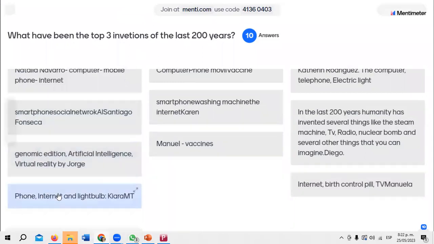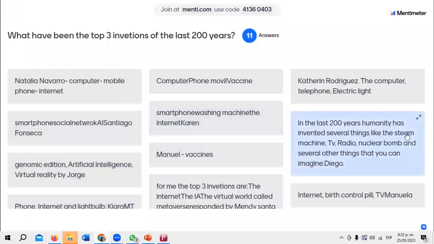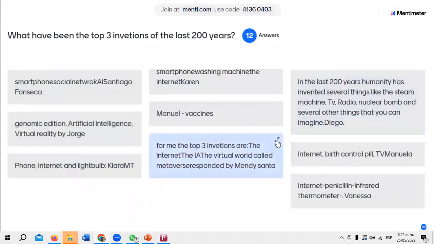Okay. Chiara says the phone, the internet, and the light bulb. All right. Manuel says vaccines. Karen says smartphone, washing machine, and the internet. Okay. Well, has invented things like a steam machine, TV, radio, nuclear bombs, several other things. Diego? Okay. Mendy says the internet, the AI, or in English, we say AI, the virtual world, metaverse. Okay. Vanessa says internet, penicillin, infrared thermometer. Okay, very good. Very interesting.